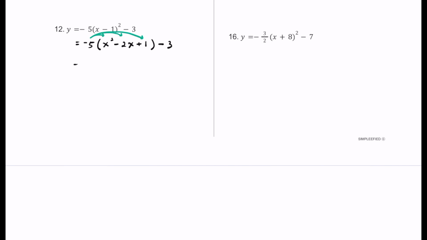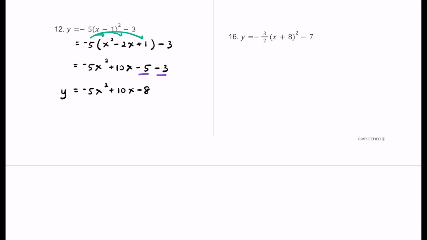And if we do that, negative 5 times x squared is going to be negative 5x squared. Negative 5 times negative 2x is going to be positive 10x. Negative 5 times positive 1 is going to be negative 5. And then we have a negative 3 out here. These constants can be combined, and so finally we're going to get negative 5x squared plus 10x minus 8. This is in standard form.